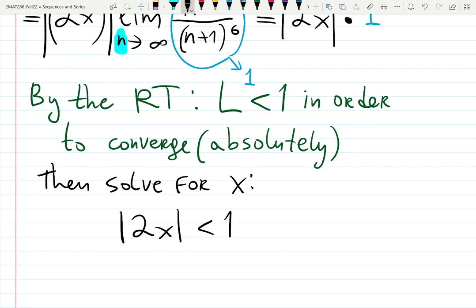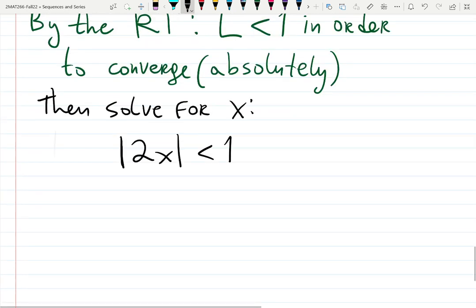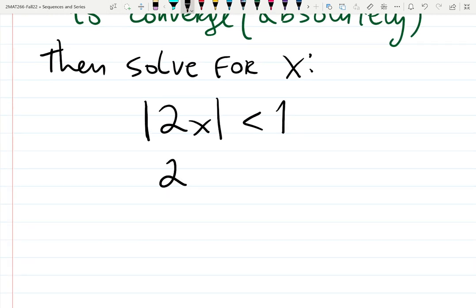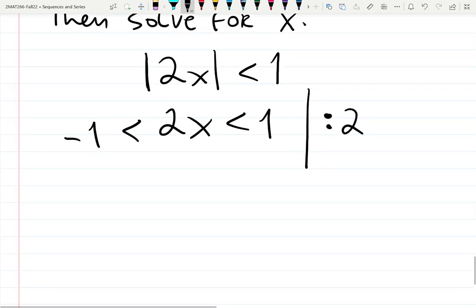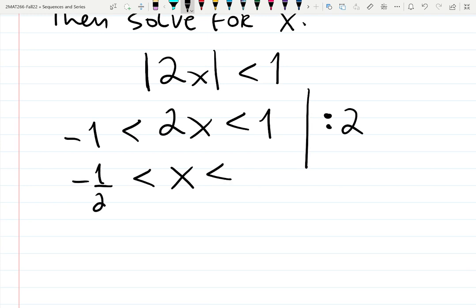It depends on the input. If x is 1 million, for sure that's not going to be less than 1. But there are some x's when it works. 2x is between -1 and 1. Divide by 2. Since we're dividing by a positive number, we don't change the signs of the inequalities. x is from -1/2 to 1/2. And that is the interval of convergence.